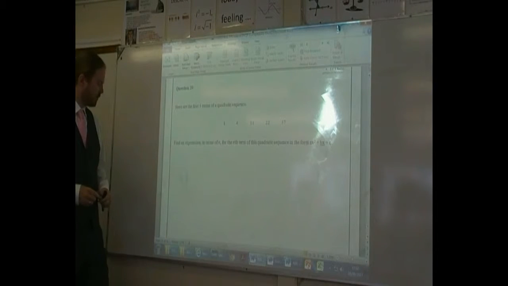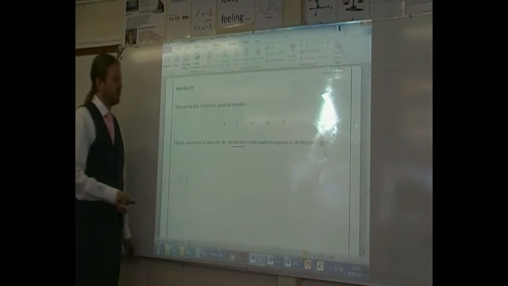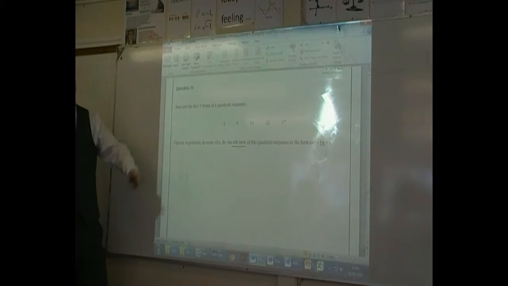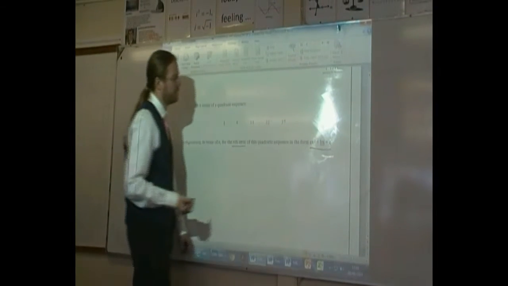Question 20. Here are the first 5 terms of a quadratic sequence. Find an expression in terms of n for the nth term of this quadratic sequence in the form ax squared plus bx plus c. Well, they're asking you to find the nth term, so they didn't really need to include much of that, apart from they want you to keep it in this particular form at the end.